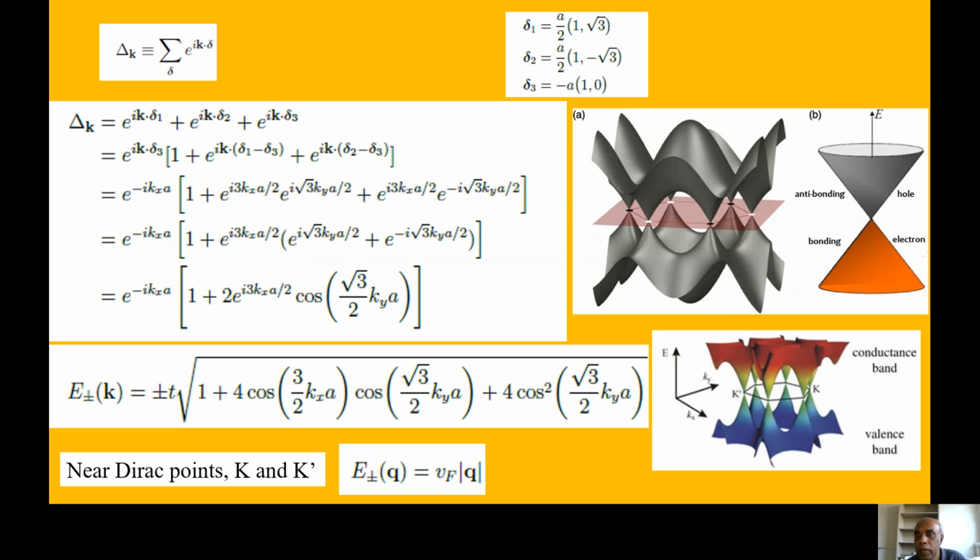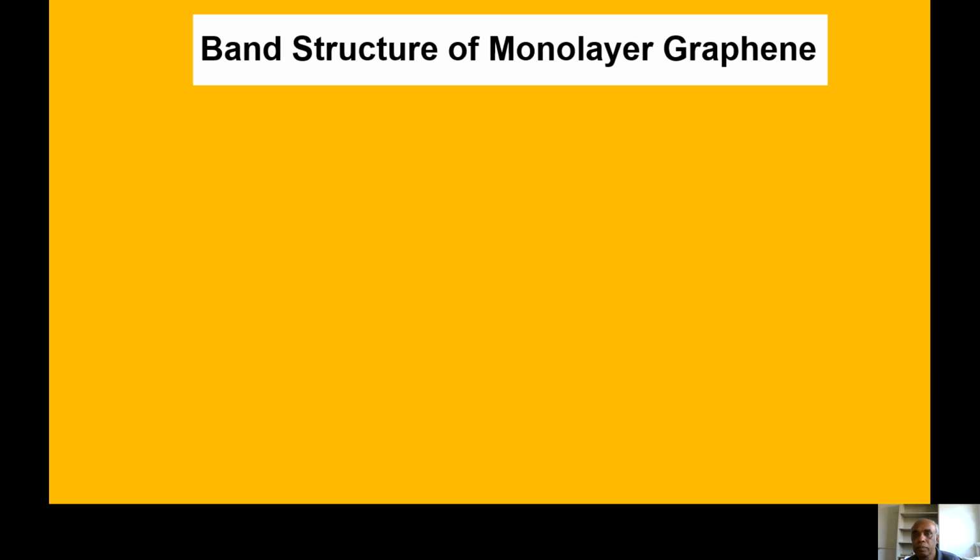Then if you look near this Dirac point, the energy is more linear, right? You can write E plus and minus as Fermi velocity times Q. Remember, in the Dirac equation, E goes like c times your Q, but here it is vF times Q. It's still reminiscent of the Dirac equation.